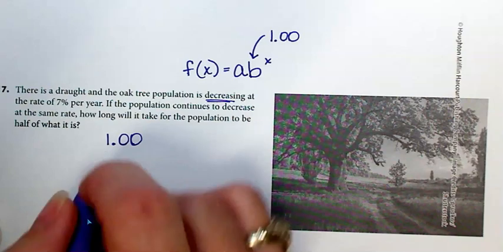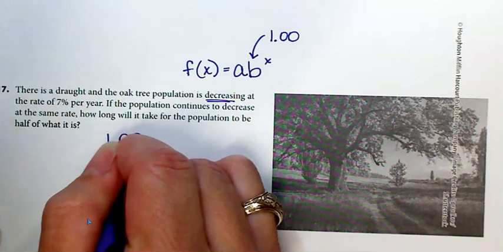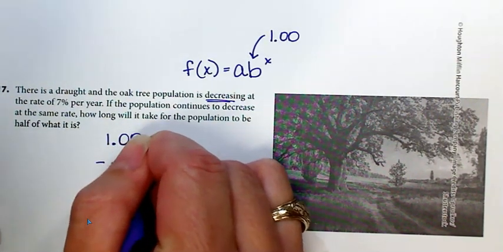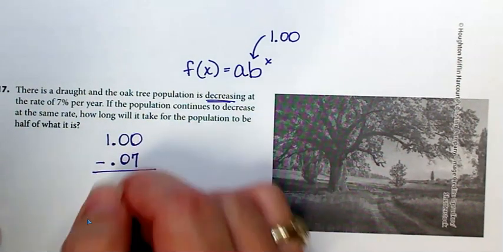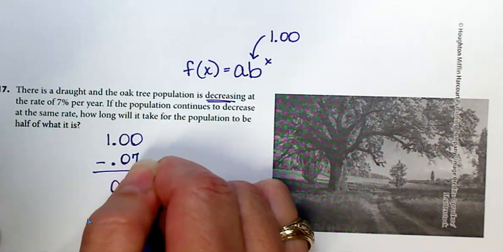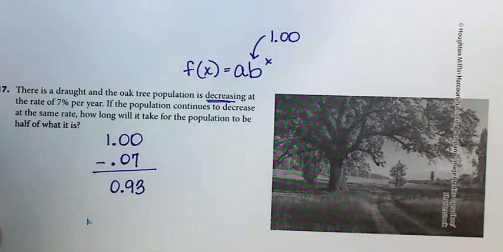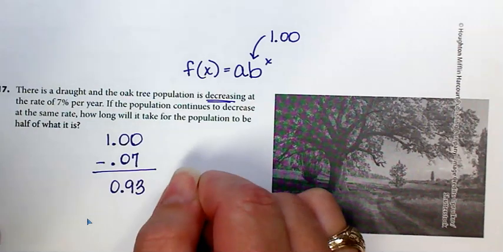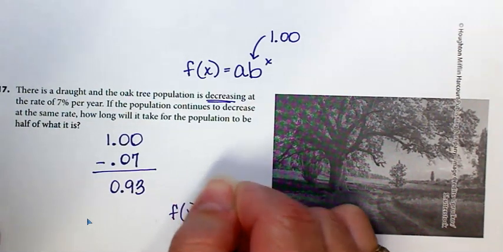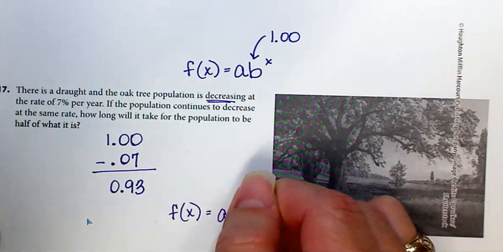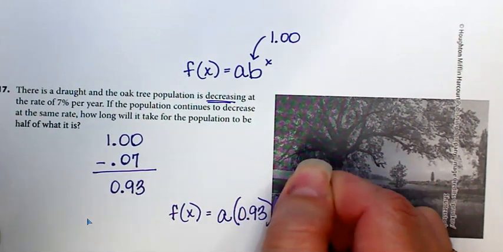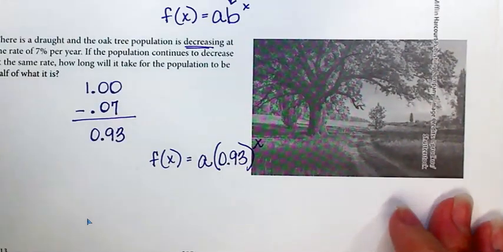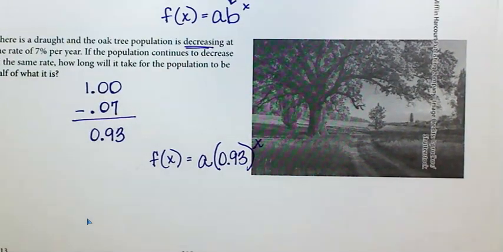So we start with 1.00, and it says decreasing at a rate of 7% a year. 7% in decimal form is 0.07. And when you take 1 minus 0.07, you're going to get 0.93. Okay. So now I'm thinking, okay, f of x is equal to a times b, which is 0.93, to the x. Okay. How long will it take for the population to be cut in half?